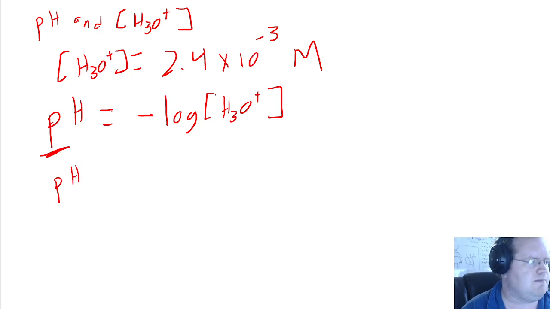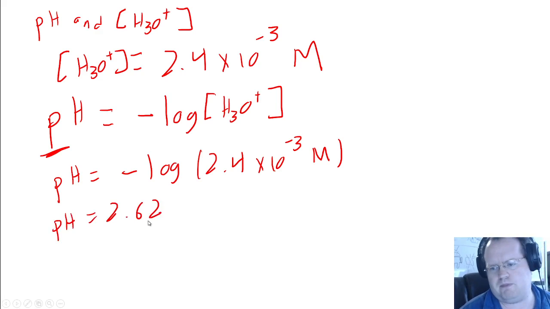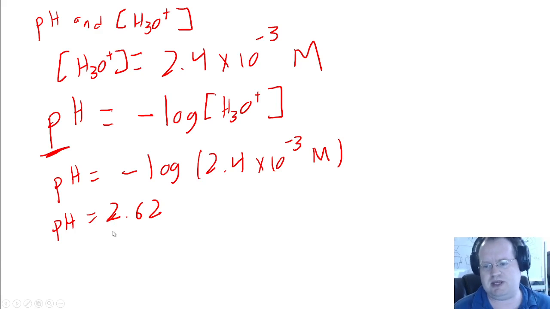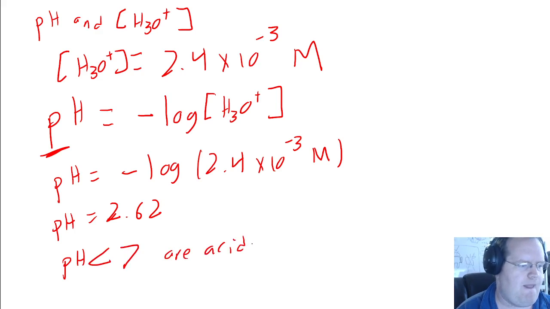So in this case, the pH of this solution would be the negative log of 2.4 times 10 to the negative 3 molar. So we take the negative log of that number, and when we do that, we're going to get that this solution would have a pH of 2.62. Now, what this means is that our solution would be an acidic one. We specifically define that pHs that are less than 7 are acidic, and pHs greater than 7 are basic.